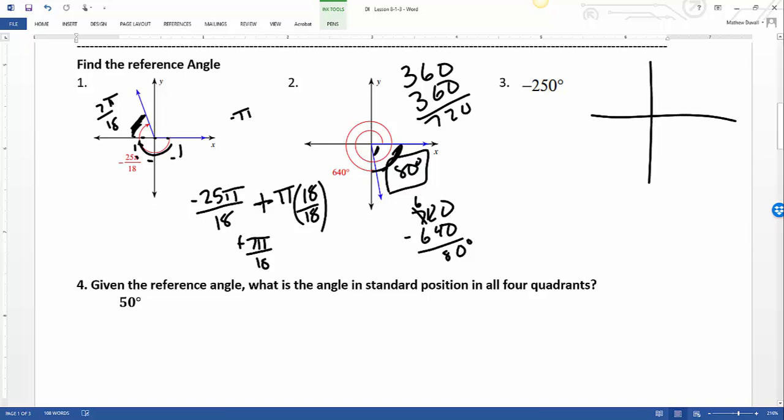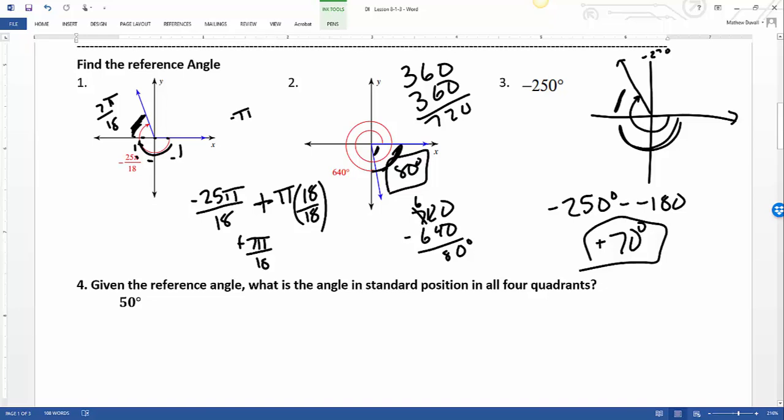For 3, let's draw it. So it's not quite negative 270. So it's going to be in here. So there's my negative 250. Again, here's 180 degrees. So if I subtract out the 180 degrees, you're going to be left with negative 70 degrees. But that's what this is in the negative rotation, but it needs to be positive rotation, so I can just leave it at 70.